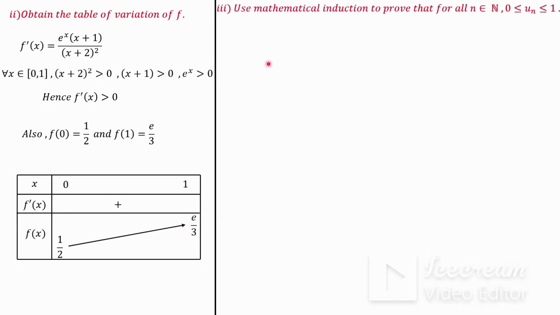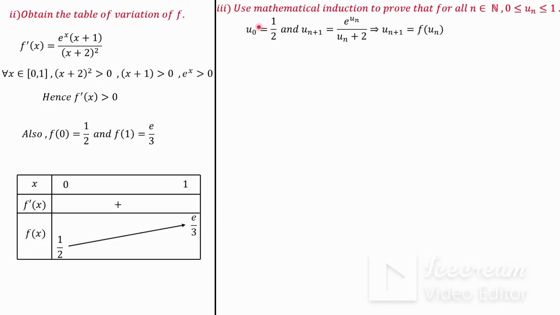Let us then move to the Roman 3. In the Roman 3, we are being asked to use mathematical induction to prove that for all n belonging to the set of natural numbers, 0 is less than or equal to u n, less than or equal to 1. We know that u0 is equal to a half, and u n plus 1 is equal to e to the u n divided by u n plus 1, from which we can conclude that u n plus 1 is equal to f of u n clearly.